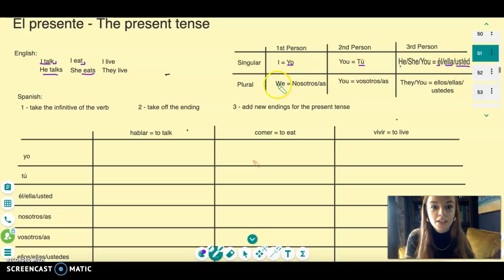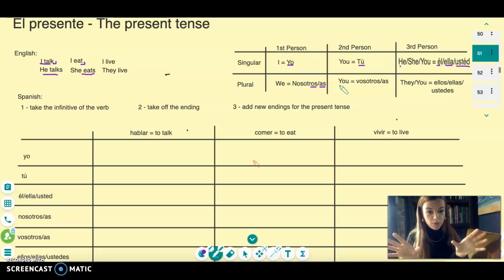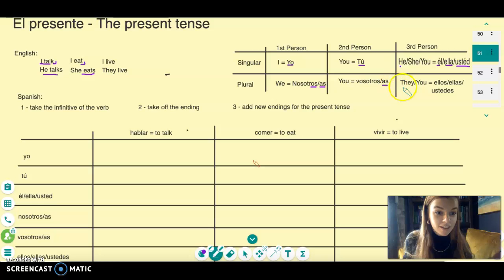Usted. And then in the plural, to refer to we have nosotros or nosotras. So when it's boys and girls or just boys, nosotros, and nosotras for just girls. Okay? And you in the plural, so a group of people, say a classroom, and I was referring to you all, I would be saying vosotros or vosotras if it was just girls. So boys and girls or just boys, vosotros, vosotras for just girls.